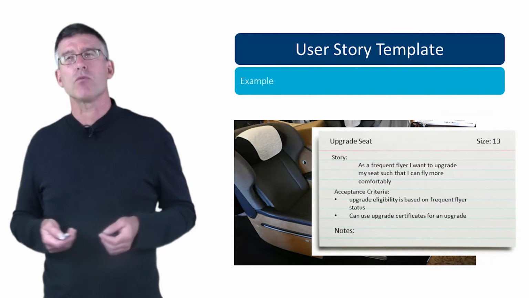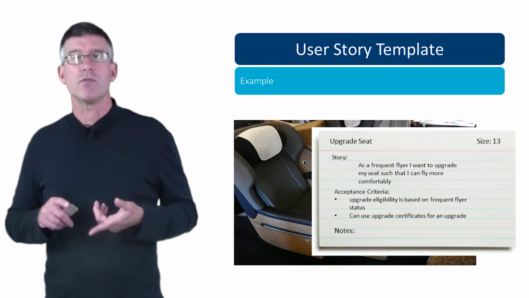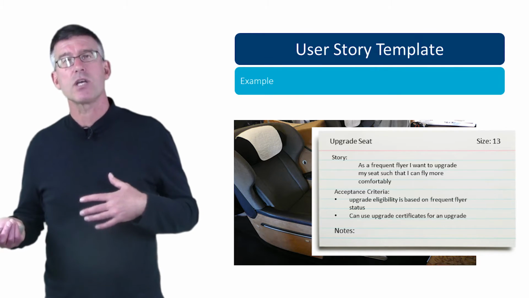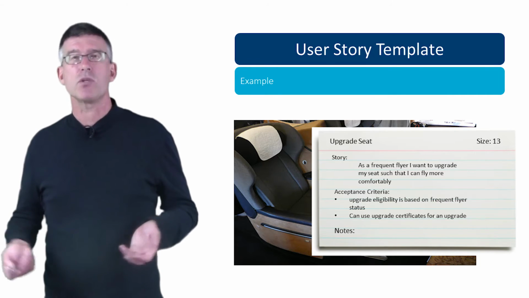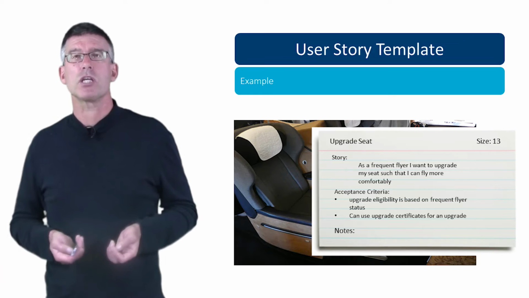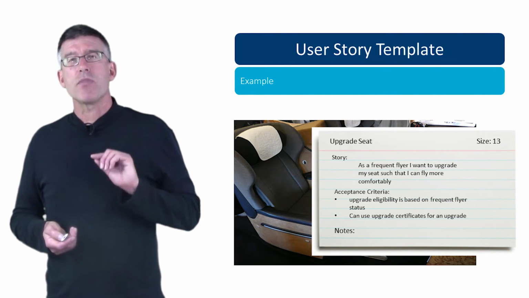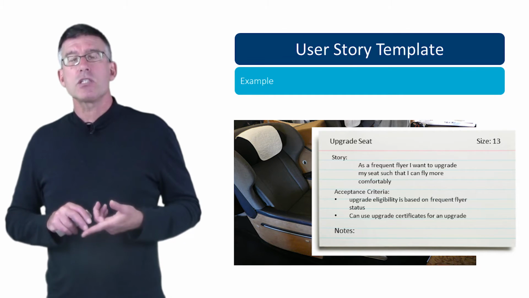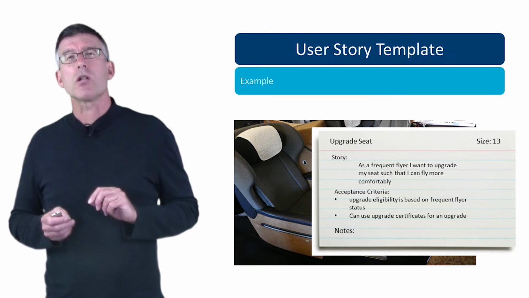So here's an example of what a user story might look like in this format. We have the title for the user story, upgrade seat, we have the size, we have the story itself, and then we have the acceptance criteria, and there might be notes associated with this. One thing I want to say about the story format, or the way that you can write the story, is this format here is something you'll see used in a lot of user stories.